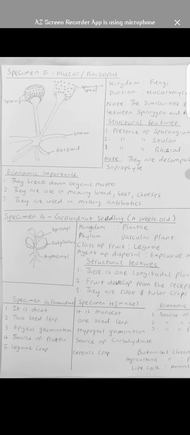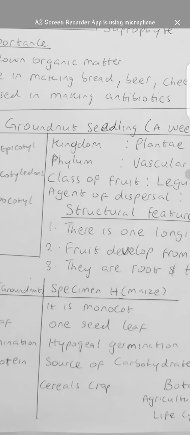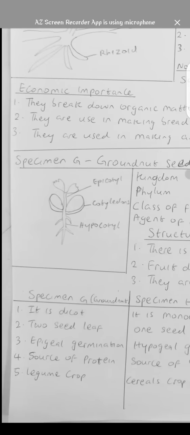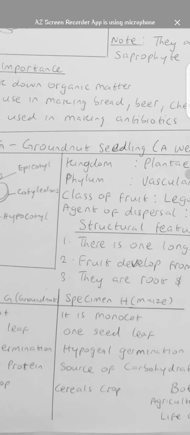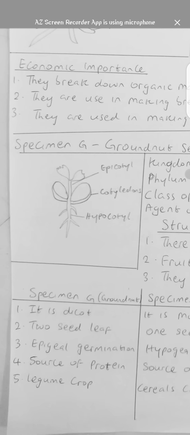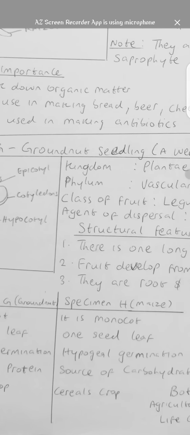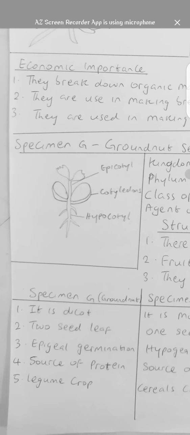So down here, I put that there's a likely possibility that they will ask you the difference between groundnut and maize, since maize is specimen H. So I put it right here. Obviously, number one, groundnut is a dicotyledon or dicot. Maize is a monocot. Groundnut has two seed leaves. Maize has one seed leaf.